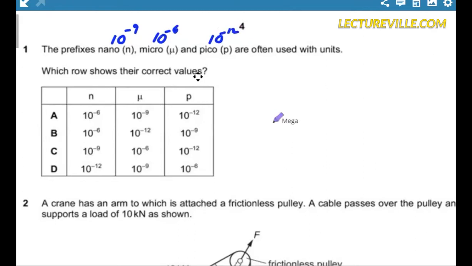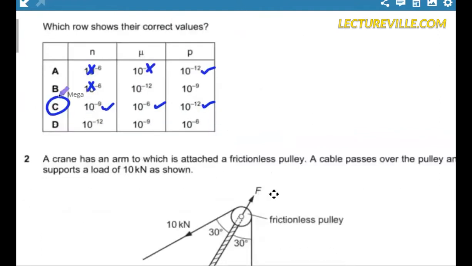Which row is saying everyone is correct? Over here, this is correct, incorrect, incorrect, incorrect, correct, correct, correct. So C will be the answer in this one. All three must be correct for the option to be correct.